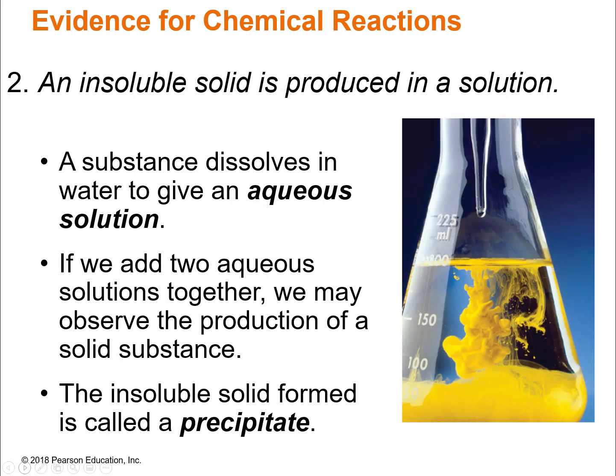The second type is you produce some kind of insoluble solid. You're mixing 2 solutions and then all of a sudden you have something appear. That insoluble solid is called a precipitate. And that is evidence that a chemical reaction has occurred. You used to have 2 things in solution, you mix those 2 things together, and something falls out of solution.